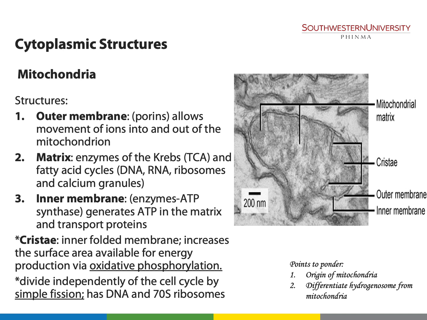Inner membrane, the third structure, contains a variety of enzymes, particularly your ATP synthase, which generates ATP in the matrix, and transport proteins that regulate the movement of metabolites into and out of the matrix. The inner membrane is arranged into cristae, which is an inner folded membrane, whose main function is to increase the surface area available for energy production via oxidative phosphorylation.